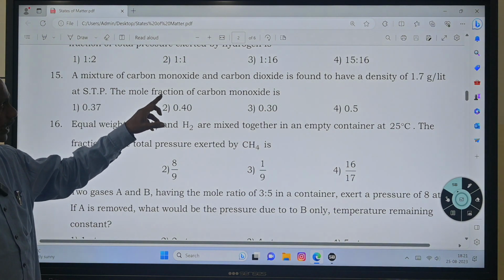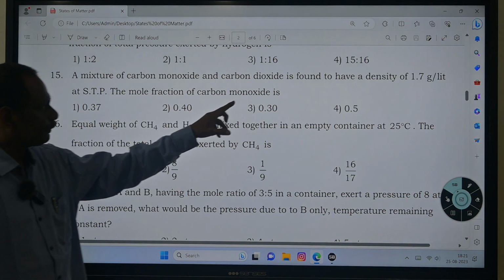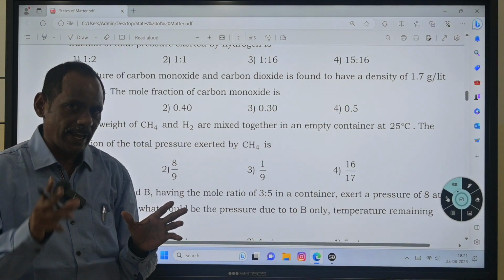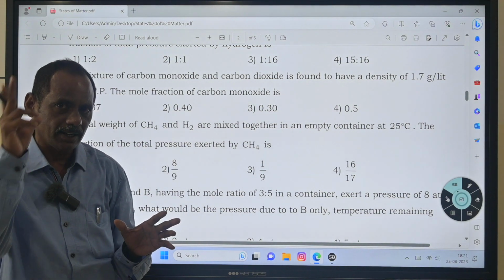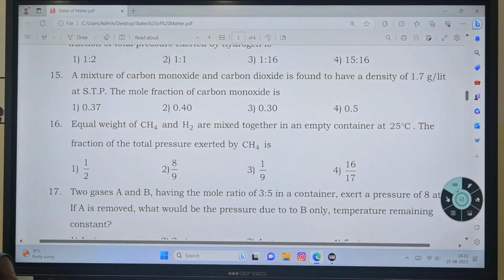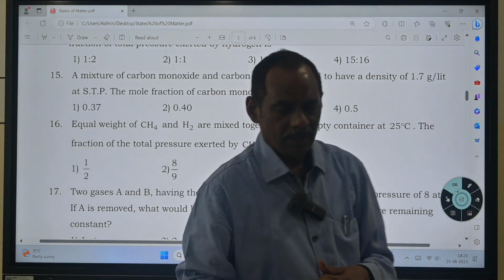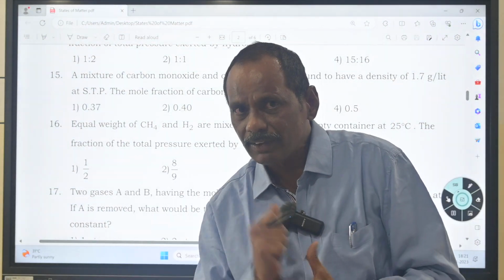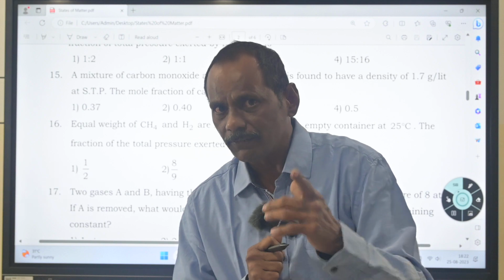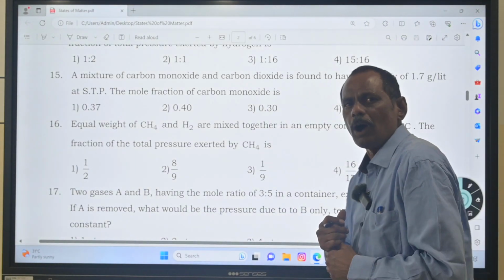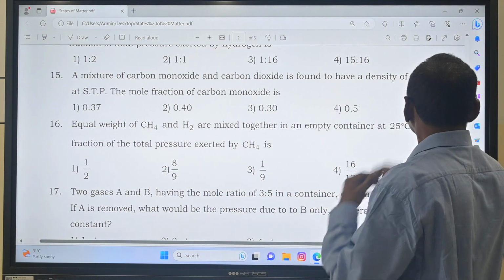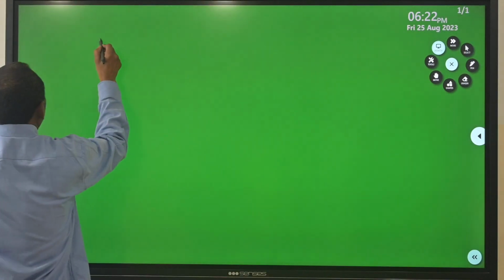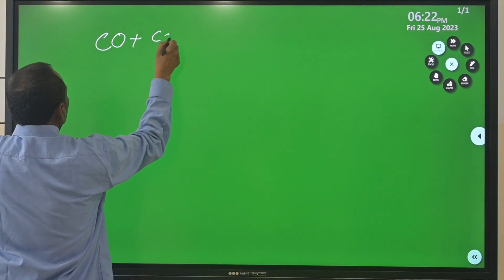A mixture of carbon monoxide and carbon dioxide is found to have a density of 1.7 grams per liter. The density of the gas mixture is 1.7 grams per liter at STP. Calculate the mole fraction. The density of the gas mixture is given. It's a different model. Now I will show how to solve it. Here the density is 1.7 grams per liter. It is a mixture of carbon monoxide and carbon dioxide.